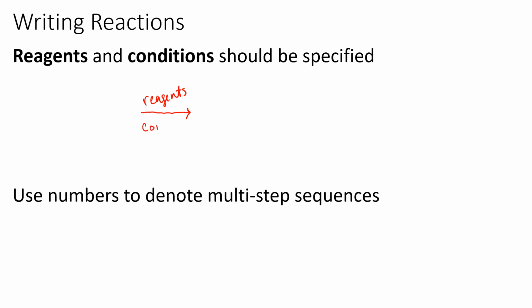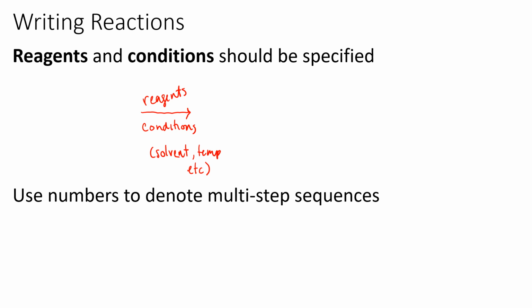Underneath the arrow, we will typically put our conditions. Conditions could be anything from the solvent. Solvents will not play a role in the reaction itself, but oftentimes we need certain solvents in order for a reaction to happen. It could be things such as the temperature. Do we need to add heat? Does it need to be run at a very specific temperature? It could also tell us how long we're going to run the reaction. Any type of condition that we might need to know in order to run the reaction will typically be found underneath our arrow.